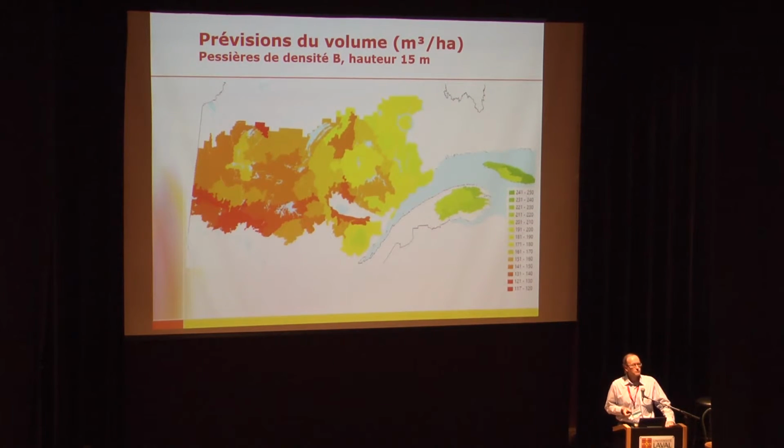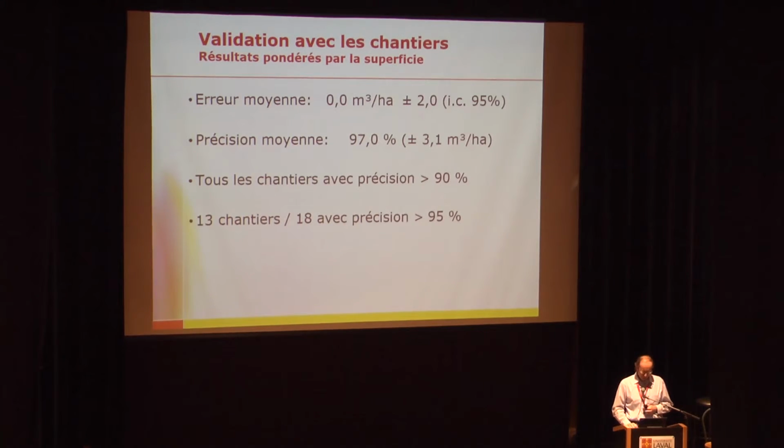In red are the areas where there is the least volume for a spruce stand of B density and 15 meters height. But as we move east, you tend to have more volume, for example, in the Gaspé Peninsula or in areas located at high altitude. And this is due to the fact that in the east, for a given height, trees are slightly bigger because of the tapering.